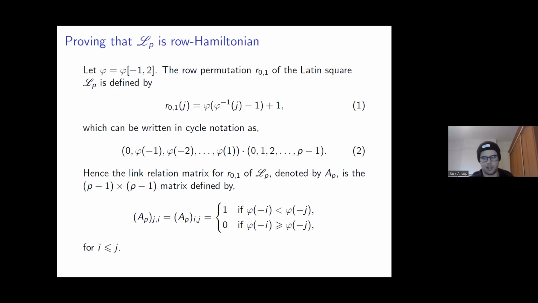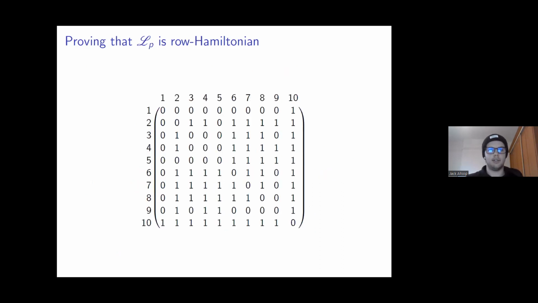And so using this, it's not too hard to come up with a formula for the link relation matrix for the row permutation R01 of LP. And we'll denote that matrix by AP. So it's the P minus 1 by P minus 1 matrix defined here on the slide. So this is the matrix A11. And this matrix has some nice structure.